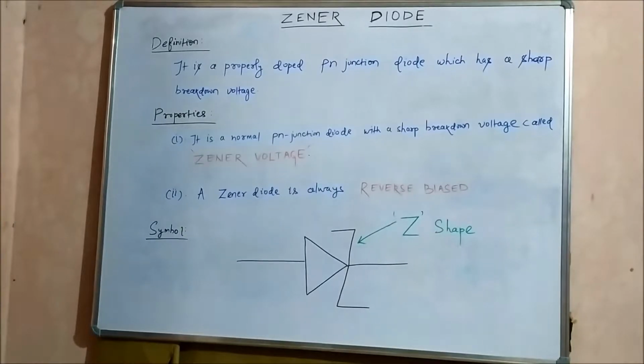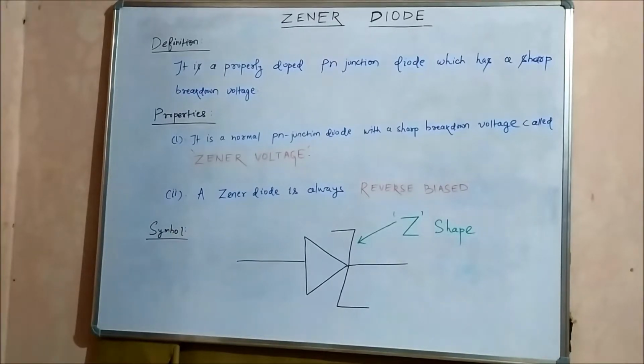So as you can see, let us first understand the definition of a Zener diode. So you can see the definition here. It is a properly doped PN junction diode which has a sharp breakdown voltage. So from the definition you can understand that a Zener diode is a normal PN junction diode which consists of a p-type semiconductor block and an n-type semiconductor block comprising the cathode and the anode.